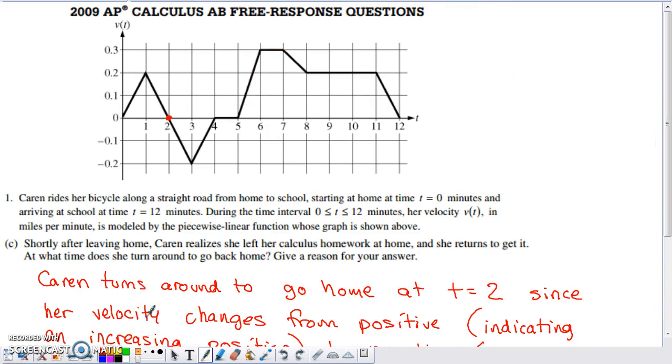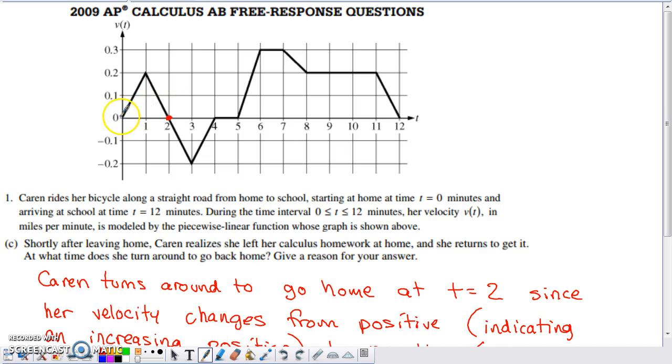In part C, it says that Karen realizes she left her calculus homework at home, and returns to get it. At what time does she turn around to go back home? Give a reason for your answer. So the easy mistake to make here is to look at this graph and say, well, the graph changes directions right here at the t-value of 1, so that must be when Karen turned around to go home.